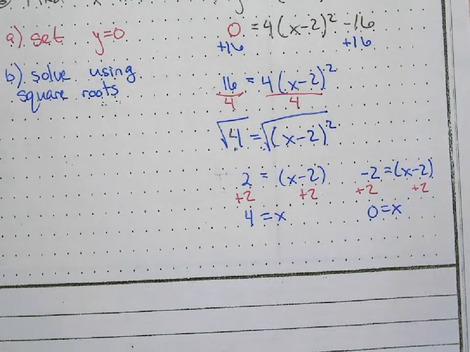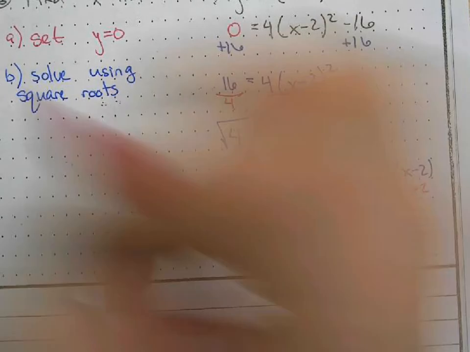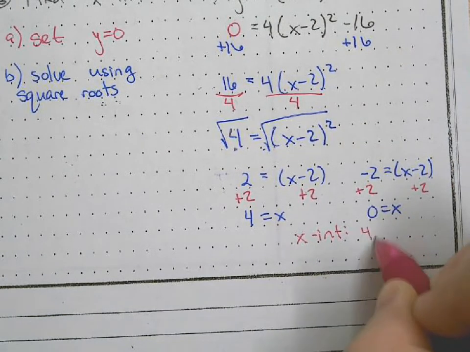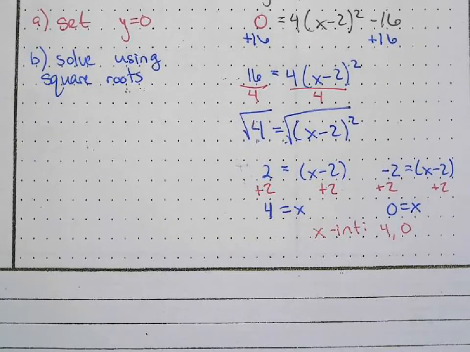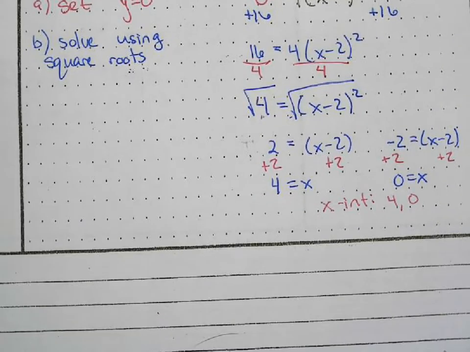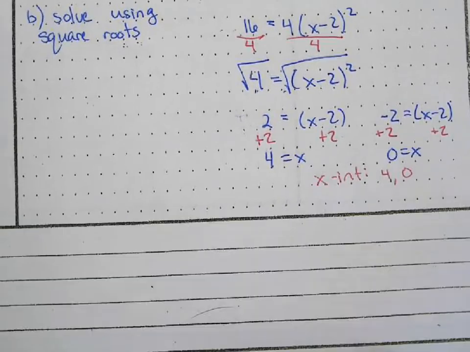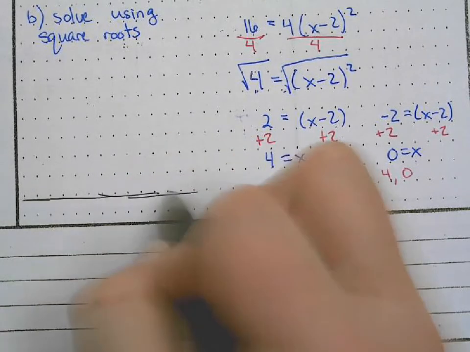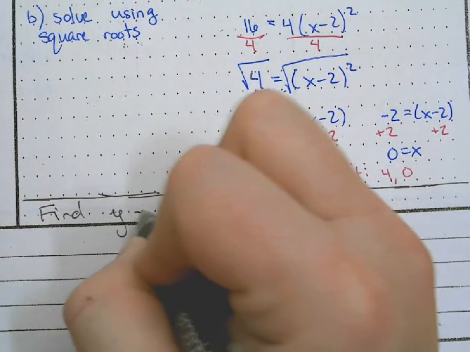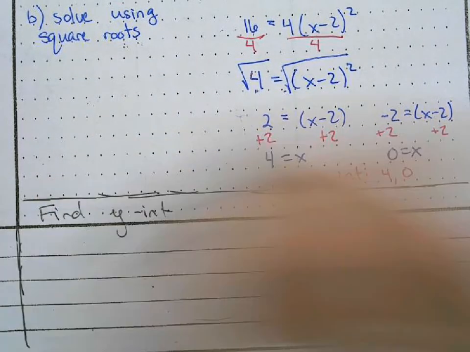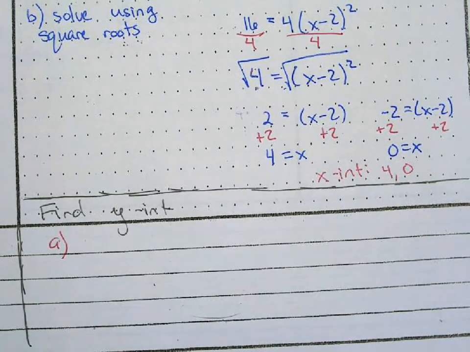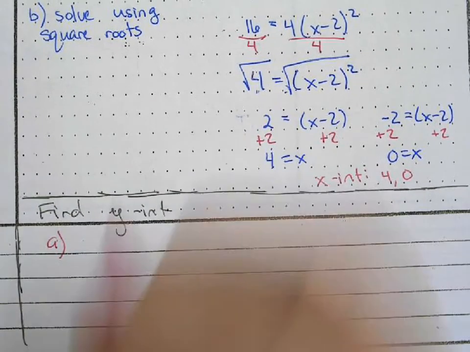So I found that the x-intercepts are 4 and 0. To find the y-intercept, our fourth step is find the y-intercept. And to do that, we set x equal to 0.